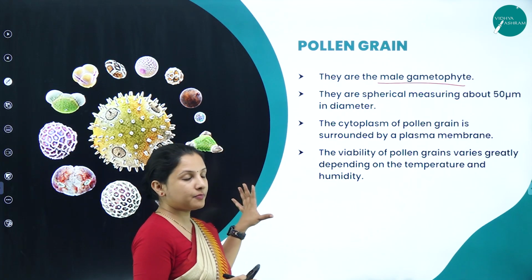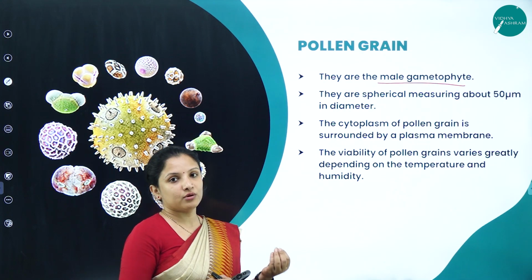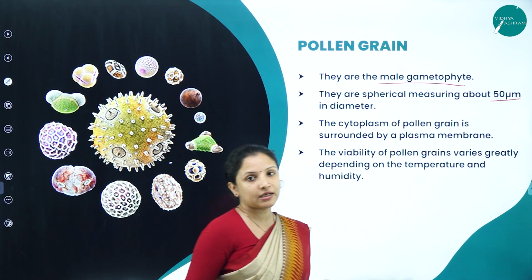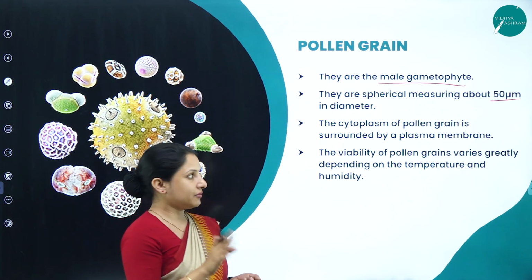No, but it is about plants that we are talking in this particular chapter. So what is the size of the pollen grain? The size of the pollen grain is about 50 micrometer in diameter. They are circular in nature, so that is why we measure them in diameter.